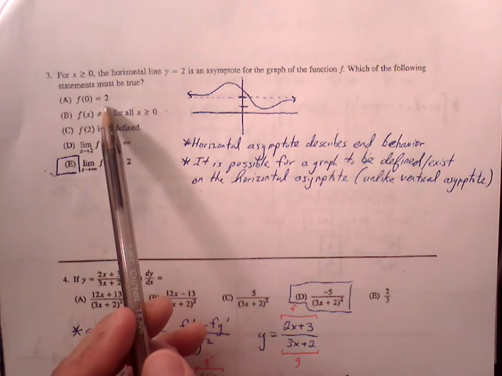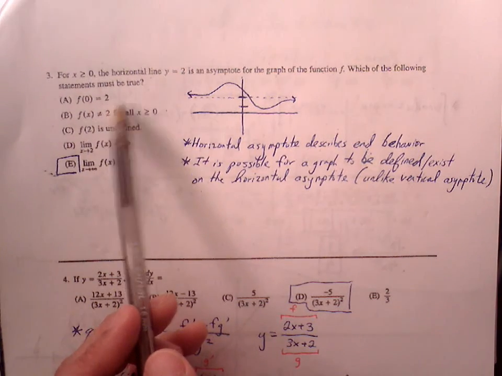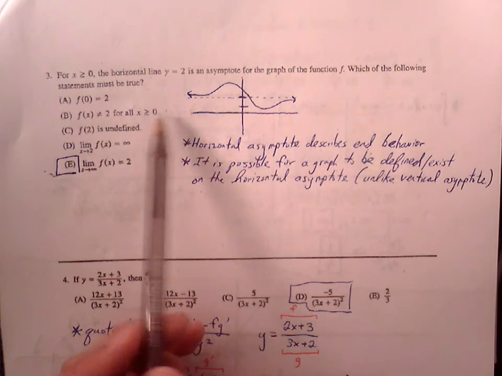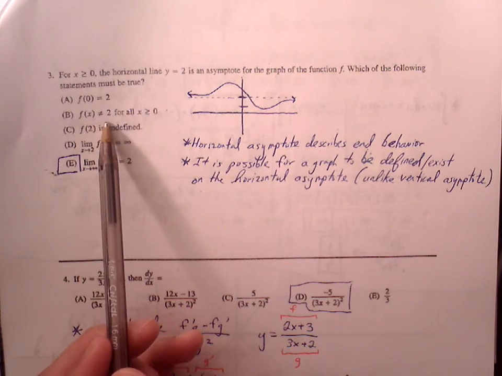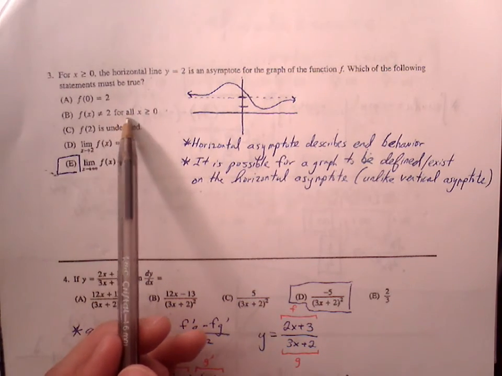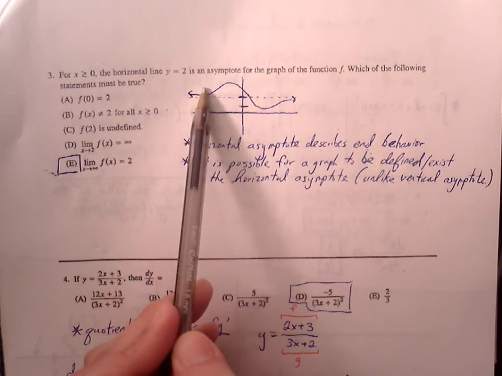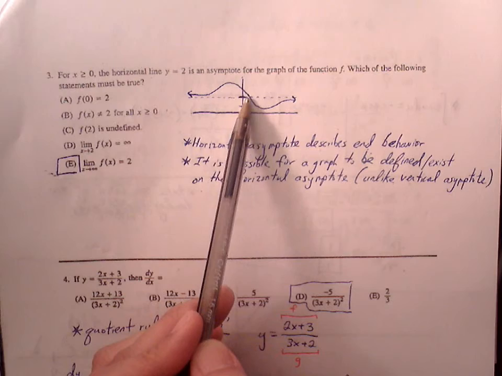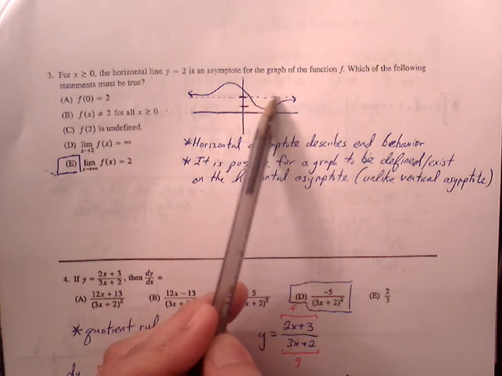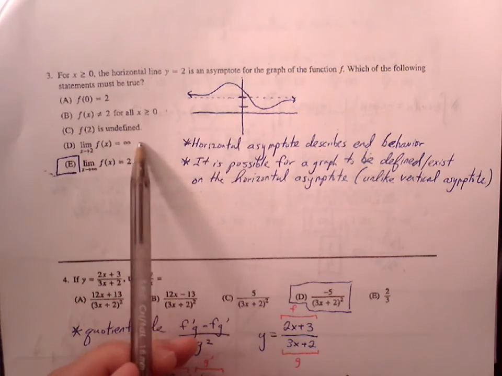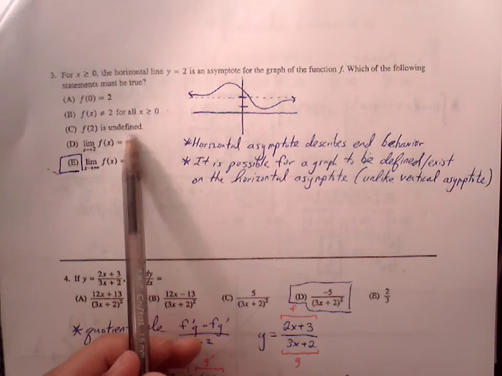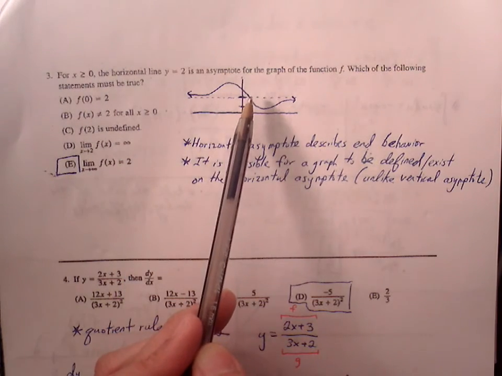F of 0 is equal to 2. That's not necessarily the case. The graph may not be defined at 0, 2. The graph does not equal 2 for all x greater than or equal to 0. Now, this is not true because it's possible for a graph to be defined somewhere at y value of 2, even though there's a horizontal asymptote. F of 2 is undefined. That's not necessarily true, as we can see by this graph, this example graph here.